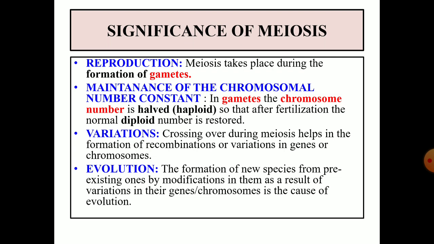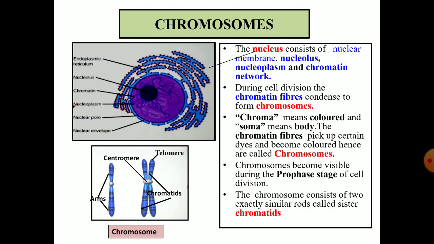Variations. Crossing over during meiosis helps in formation of recombinations or variations in genes or chromosomes. Evolution. The formation of new species from pre-existing ones by modifications in them as a result of variation in their genes and chromosomes is the cause of evolution. So actually, if you go to see, meiosis is the cause of evolution because changes take place because of meiosis.